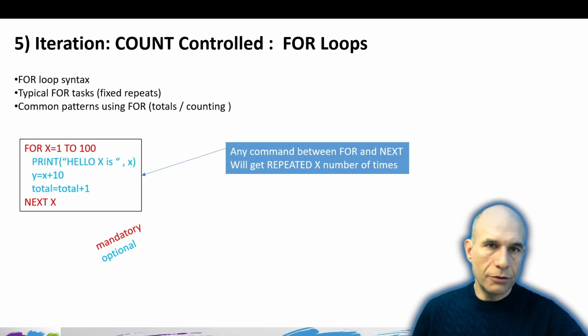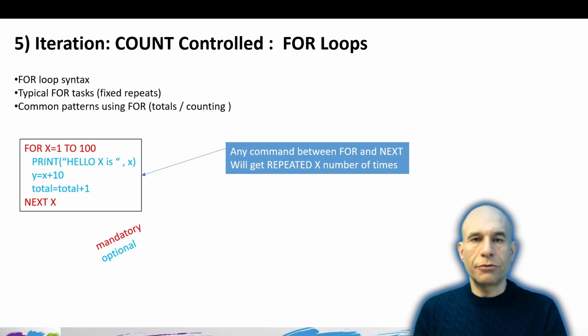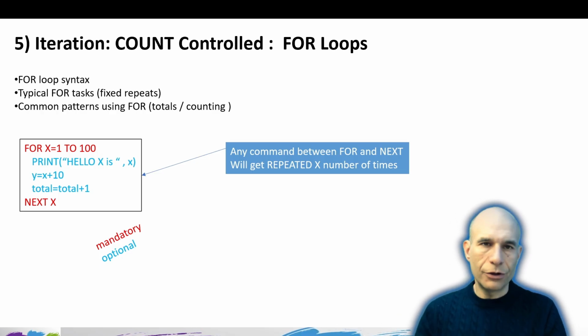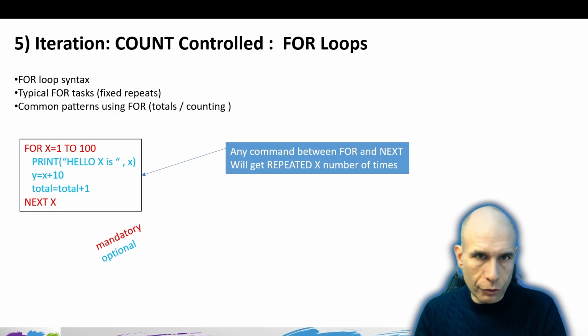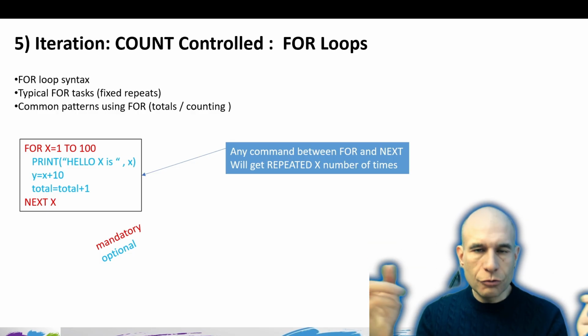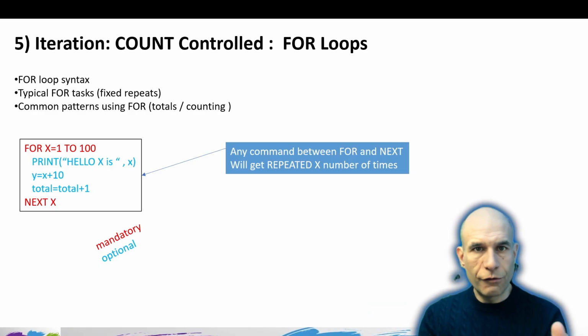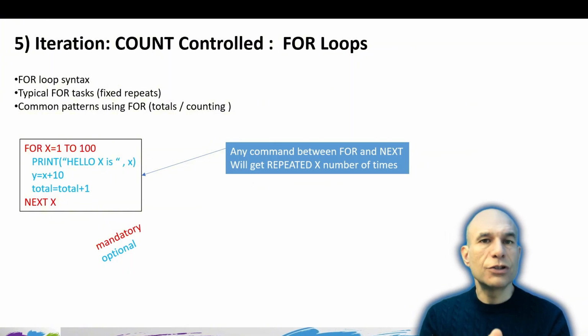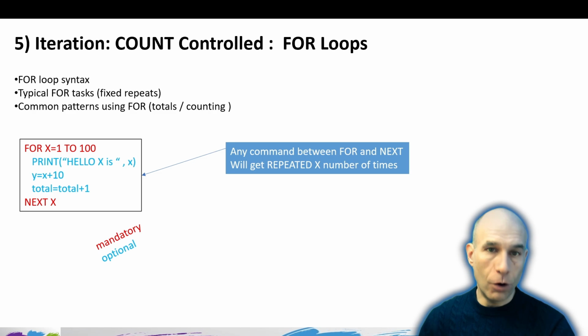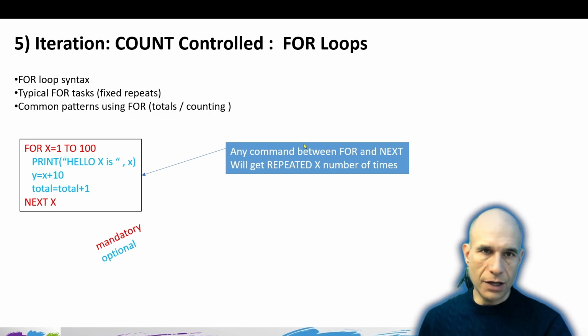In today's video we are going to talk about iteration, or loops, and we are specifically working on count control loops, or for loops. We have two different types of loops. One is condition control loops, which are while and do while, which we'll study later on, and the other one is count control loops, which are implemented using FOR, and that's what we are going to study in this lesson.